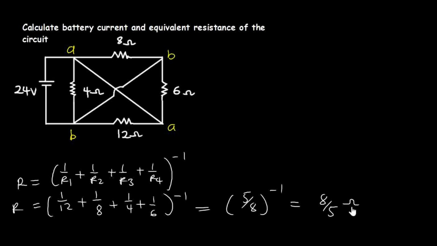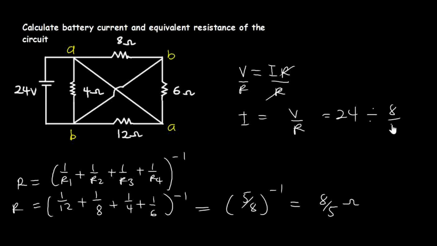Now that we've calculated the effective resistance, we can calculate the value of the current in this circuit. From Ohm's law, we know that voltage equals the product of current and resistance. So when I divide both sides by the resistance, I have the current equal to voltage over resistance. I know the voltage given to this circuit is 24 volts, divided by the resistance, so divided by 8 over 5. So this will be equal to 24 times 5 over 8.